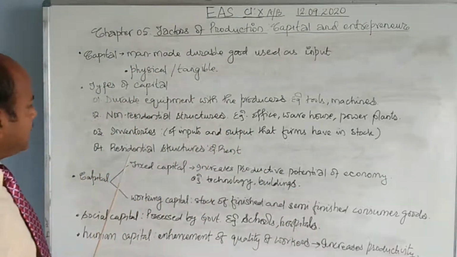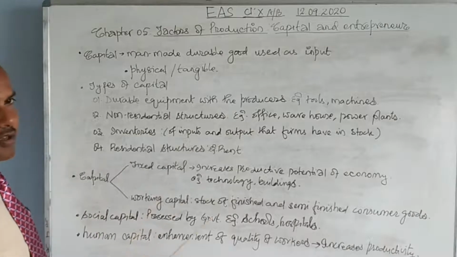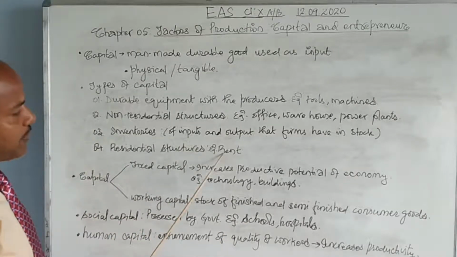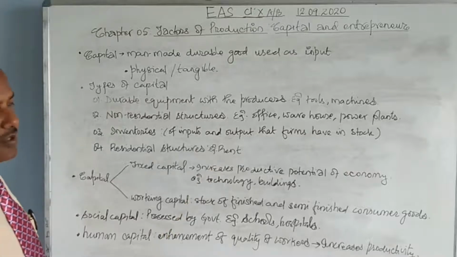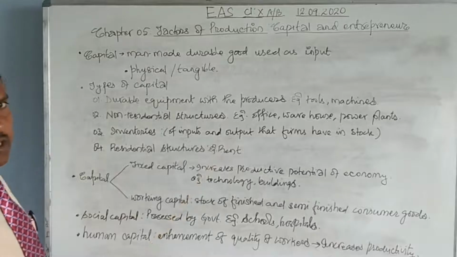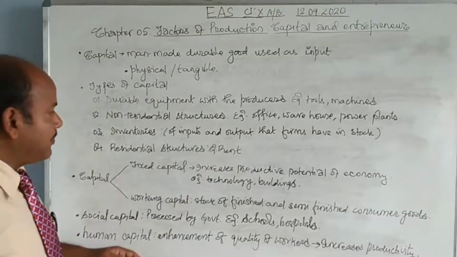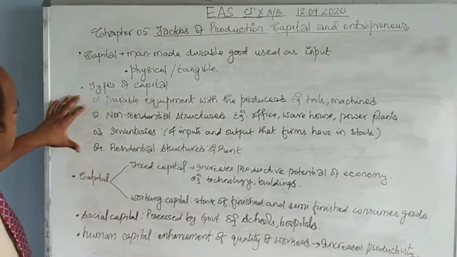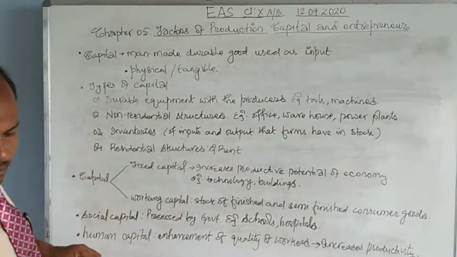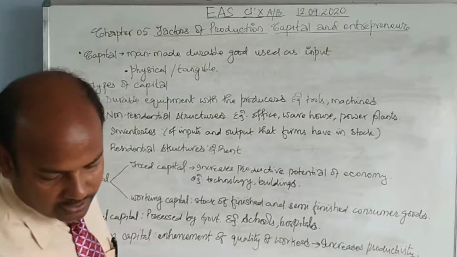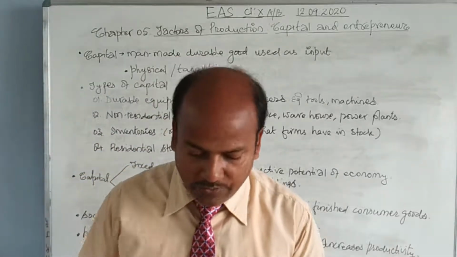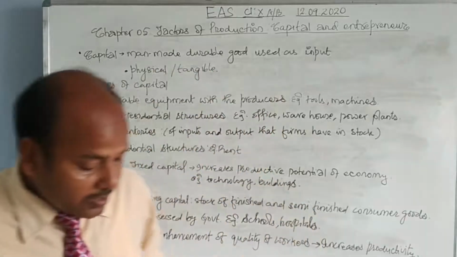And the next one is residential structure. Many buildings are constructed that satisfy the needs of the people, and they may also be hired out for rent. So they can also be considered capital because they bring money, they bring profit, they satisfy needs. These are some of the types of capital given in chapter 5. Actually it's on page number 125 in my book. It may differ slightly in yours.